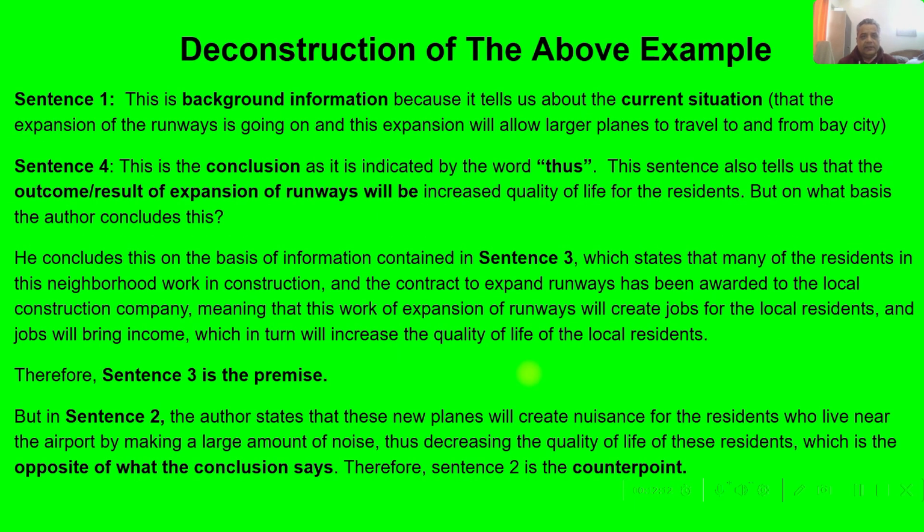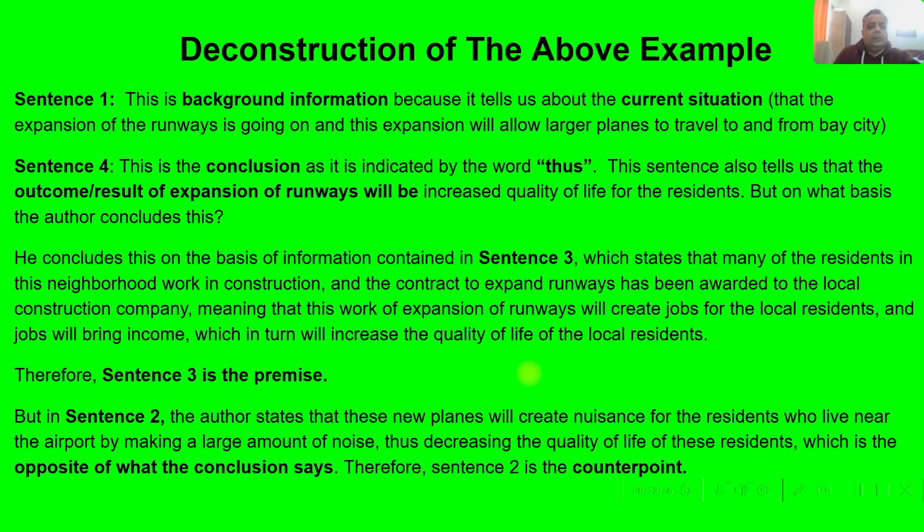So let's deconstruct the above argument. Sentence 1. This is background information because it tells us about the current situation, that the expansion of the runways is going on, and this expansion will allow larger planes to travel to and fro from Bay City. So it is basically telling about the current happenings. So that's why it is the background information.